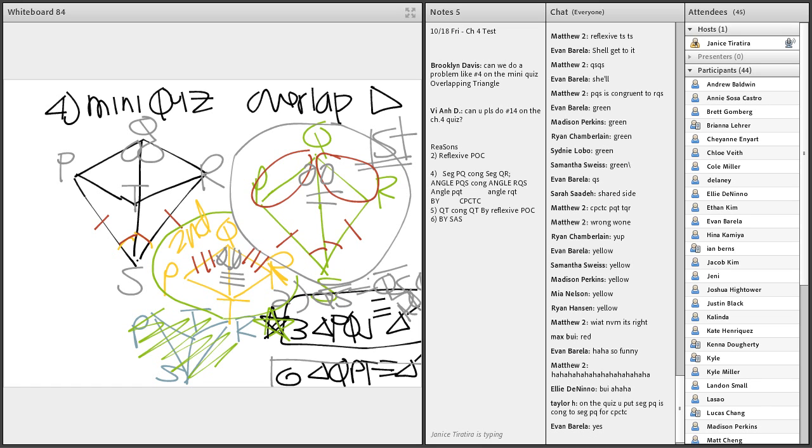Okay. On the quiz, you put segment PQ is congruent to segment PQ for CPCTC. Oh, on the quiz? Are you talking about the mini quiz? Oh, it says it's in red, right? On my mini quiz that I took a picture of and sent to Remind, it says segment PQ is congruent to segment RQ. Taylor, I hope we're talking about the same thing.